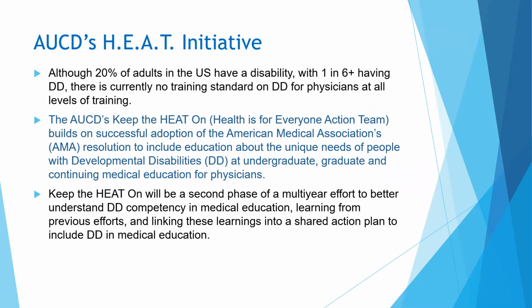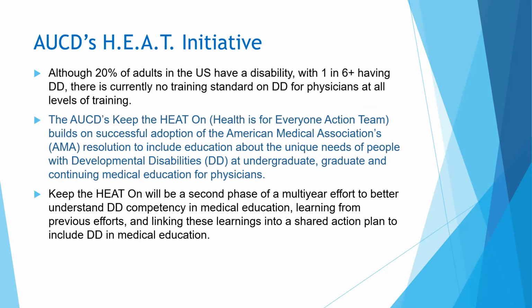KU has all three of those programs under AUCD, and AUCD is a huge advocacy organization that has really tried to pull everybody together. And recently, it's not just been on pulling everybody together for community supports and for training, it's also pulling everybody together for better health care. So 20% of adults in the US have a disability, and 1 in 6 have a developmental disability. There is currently no training standard for developmental disability in the United States. And the AUCD has been working with partners.